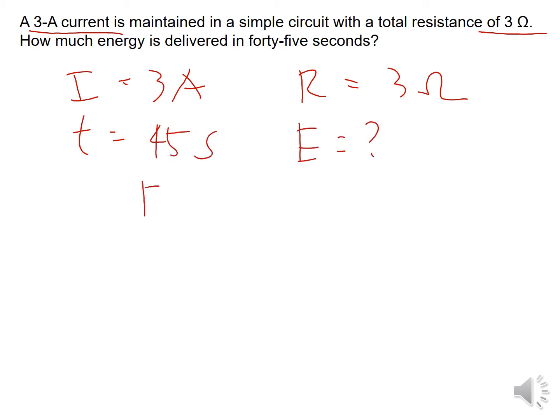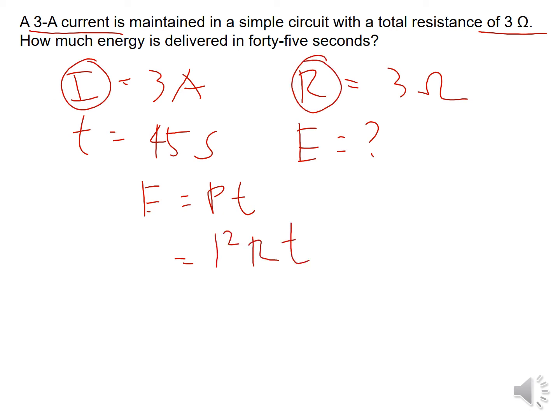Again, energy is equal to power multiplied by time. And power, based on the given, we have I and R. We can use this formula, I squared R multiplied by time. So this is I is 3 amperes, squared, and then multiplied by 3 ohms, and then multiplied by the time given, 45 seconds.